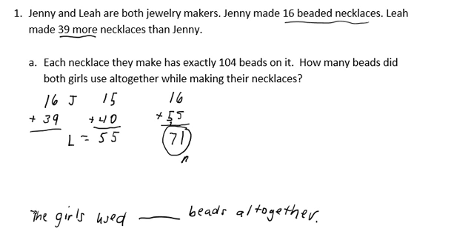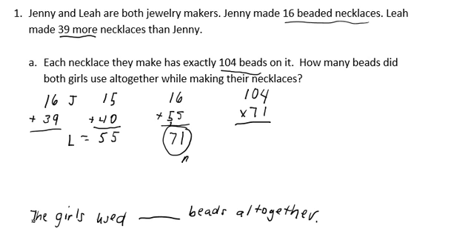So I know that 71 is the number of necklaces. So I'm going to put a little N there to stand for necklaces. But that still doesn't tell me how many beads. I do know that there are 104 beads on every necklace. So the fastest way to figure this out would be to multiply 104 by 71. I'm going to use the standard algorithm for this multiplication.